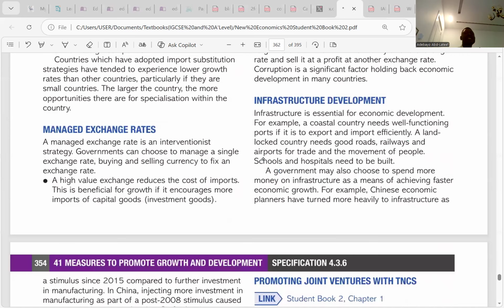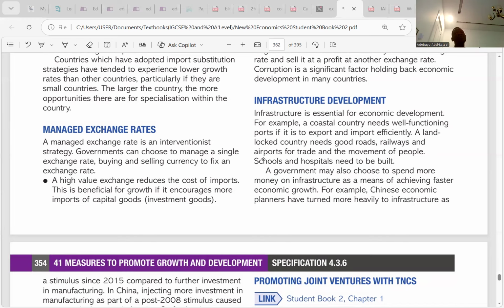A managed exchange rate is an interventionist strategy. Government can choose to manage a single exchange rate, buying and selling currency to fix an exchange rate. A high value exchange rate reduces the cost of imports. This is beneficial for growth if it encourages more imports of capital goods. So the fixed exchange rate, the government wants to manage it. If government is managing, it means government is trying to find a fixed exchange rate.